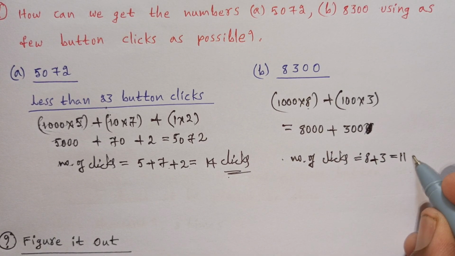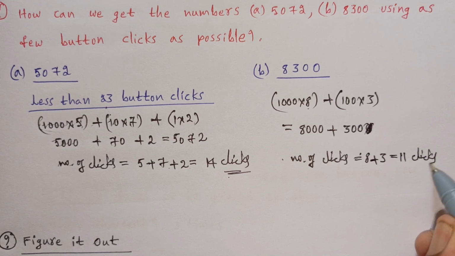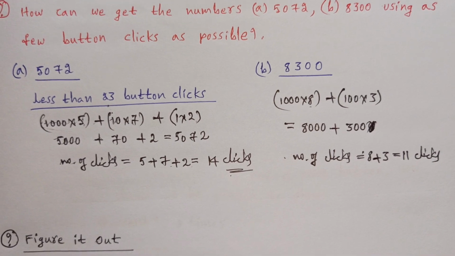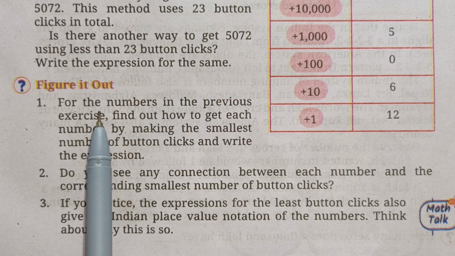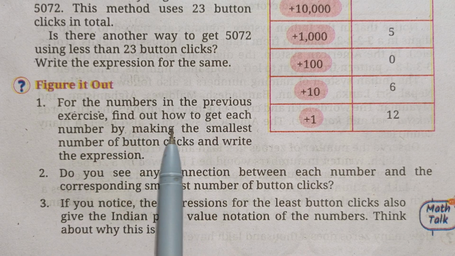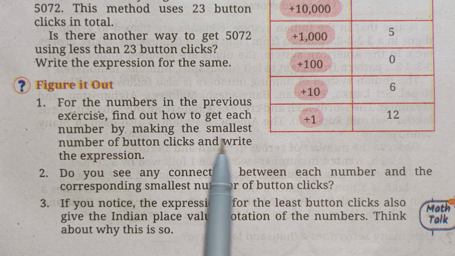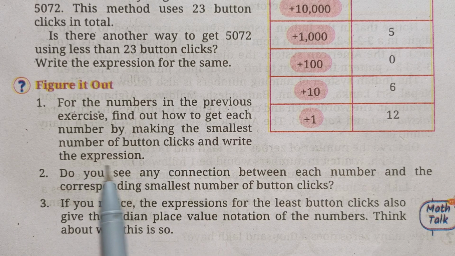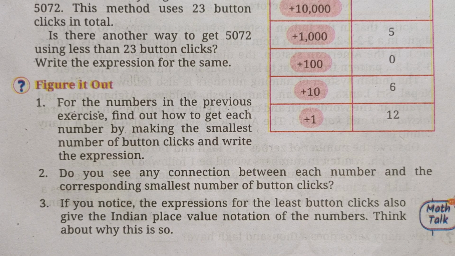So with only 11 clicks we can get the solution. In Figure It Out, page number 7, first question: for the numbers in the previous exercise, find out how to get each number by making the smallest number of button clicks and write the expression. So in the previous exercise, we will take the numbers and try to represent them with a few clicks only, and we will also write the expression.